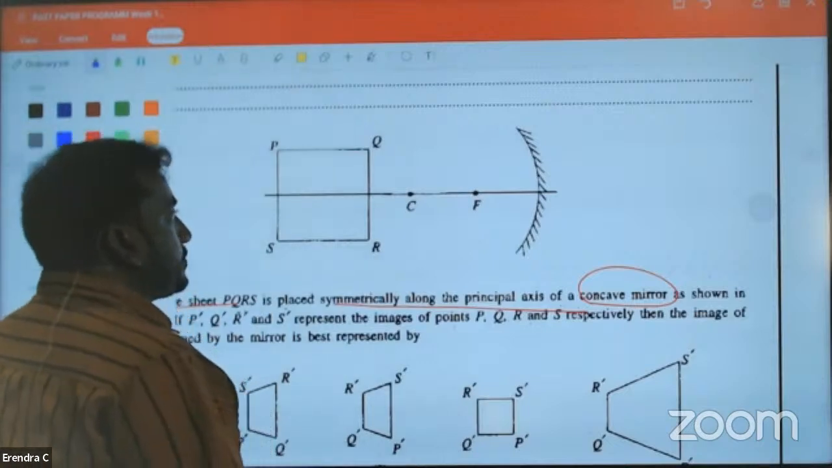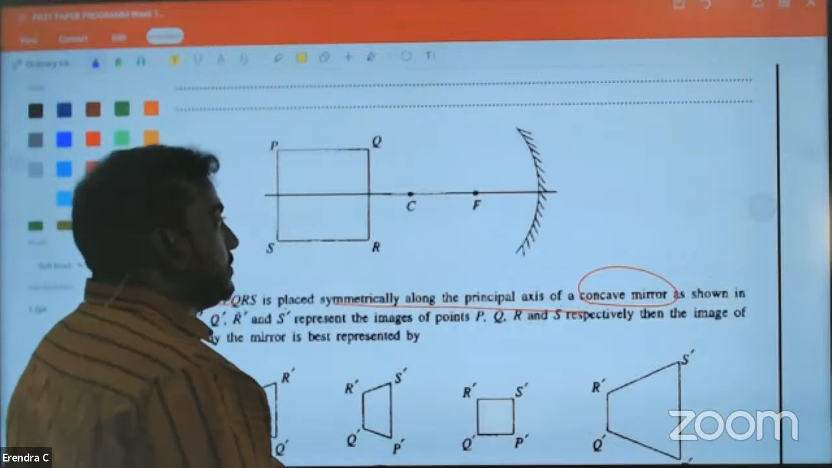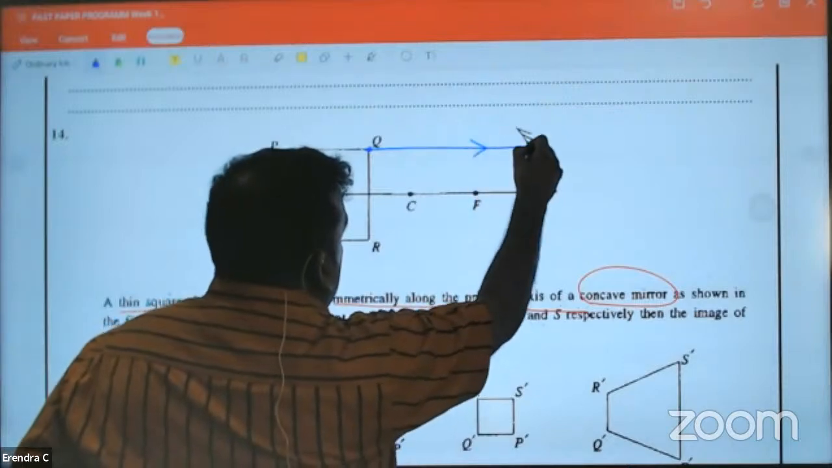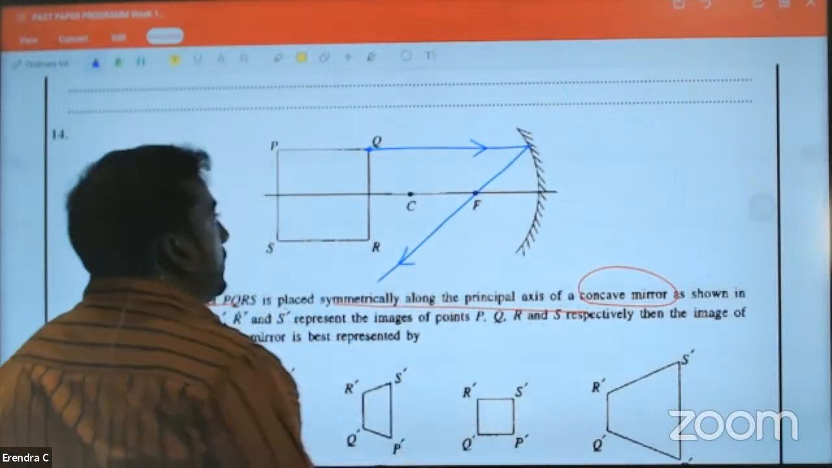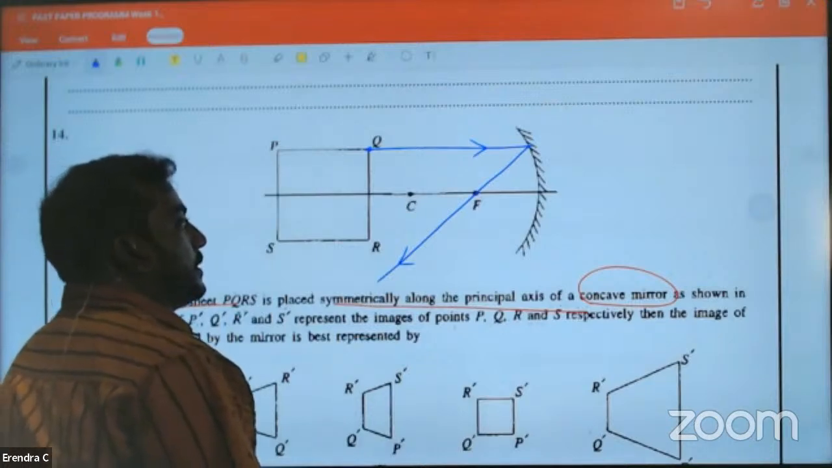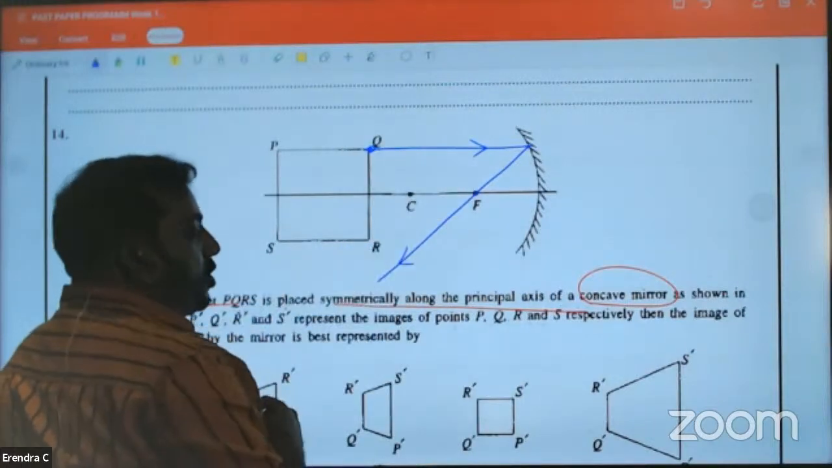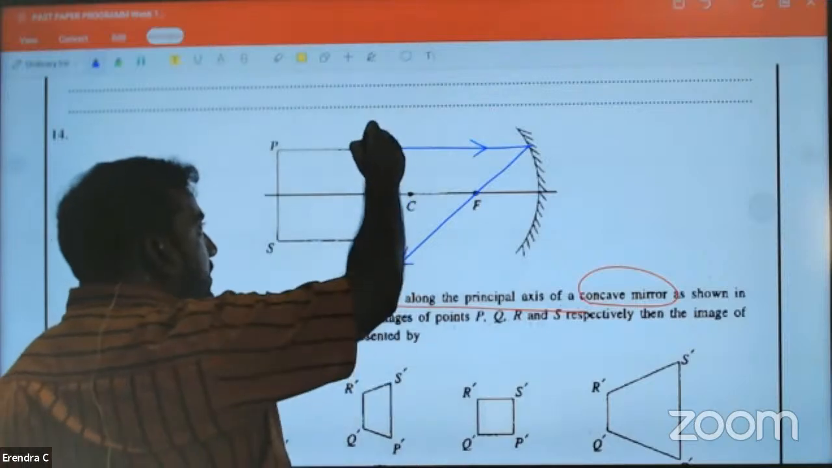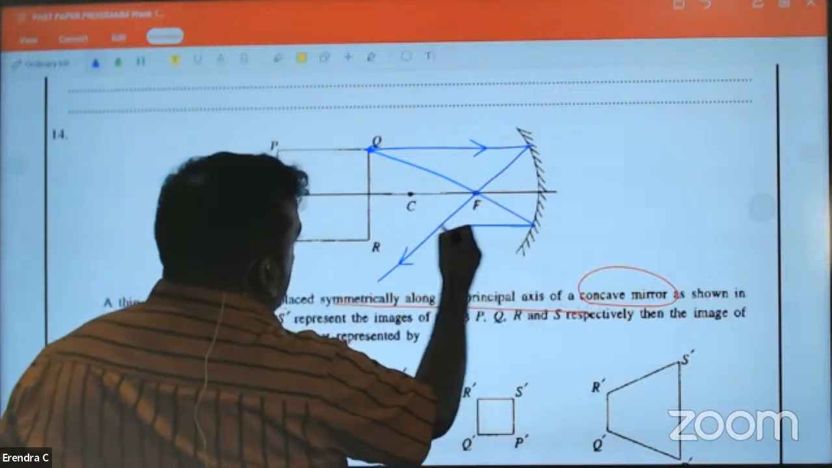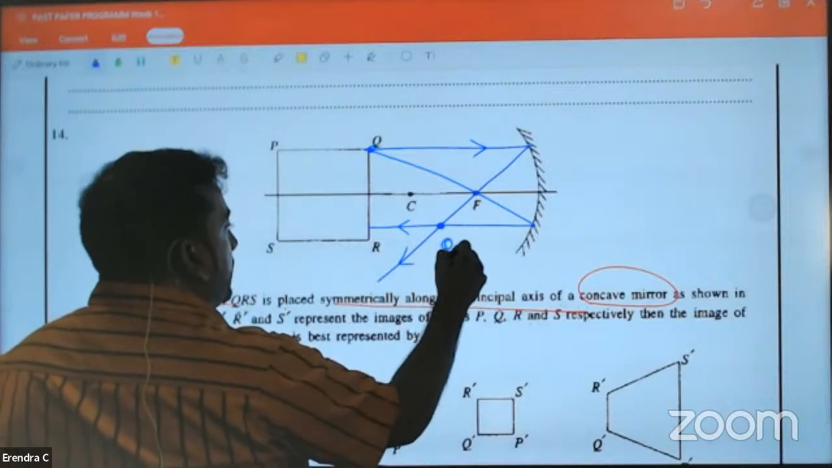Right. Don't try to draw everything, a few are enough. Light rays from Q will go through the focal. Okay? Also light rays are reversible, you can draw. What do you mean by reversible? Light rays going through the focal will be parallel. Where these two meet, Q dash is formed.